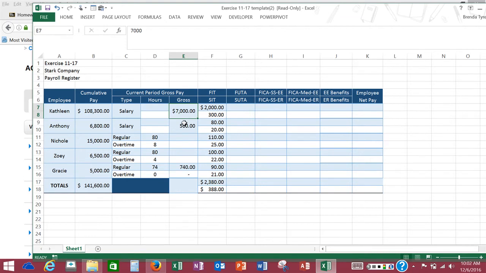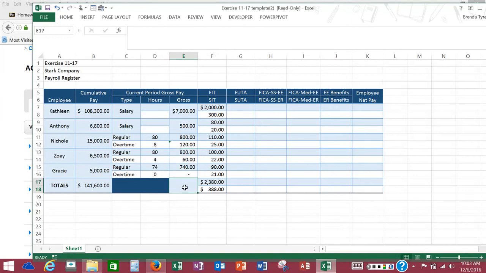Those employees, Kathleen and Anthony, just have their gross amounts entered in the gross pay. Nicole and Zoe and Gracie are paid hourly, and the rate of pay is $10 per hour, and they are paid 1.5 times that for anything over 40 hours a week, and the overtime hours are given for us. The first thing that we'll do is calculate what that pay is. So we'll take the 80 times 10 and the 8 hours of overtime times 10 times 1.5, for 1.5 times the rate of pay. And we can just copy that formula down once we have it.